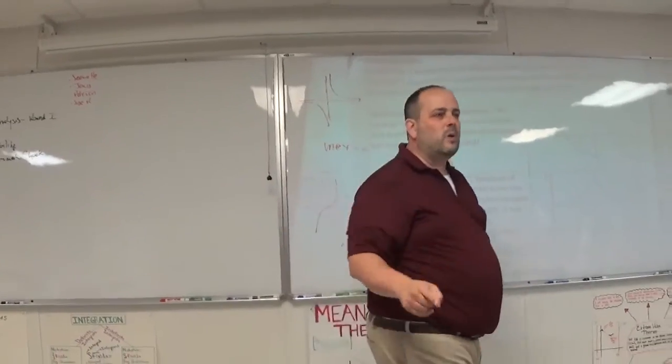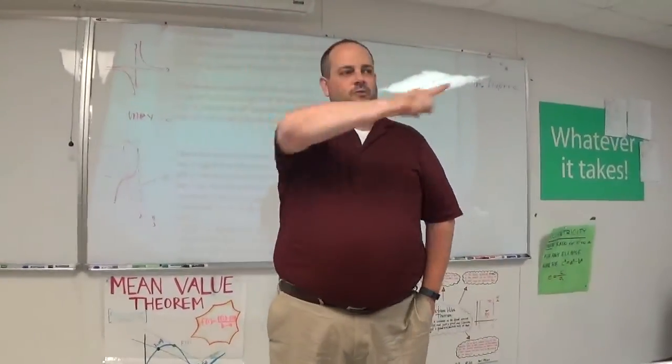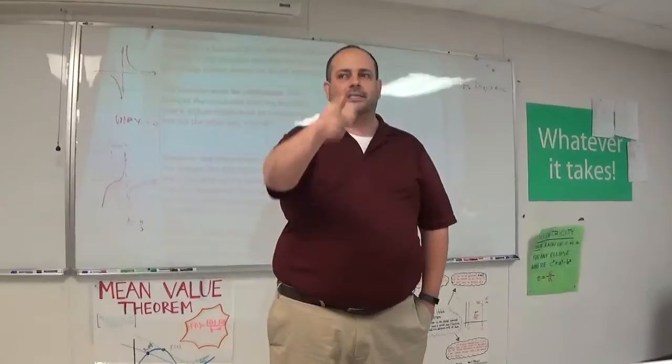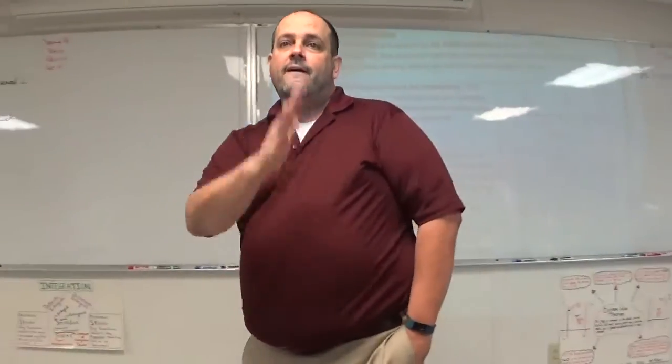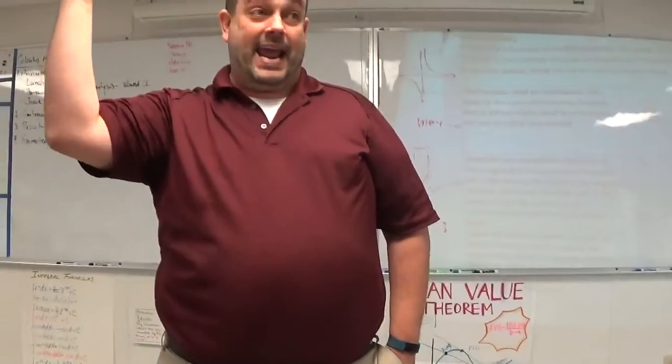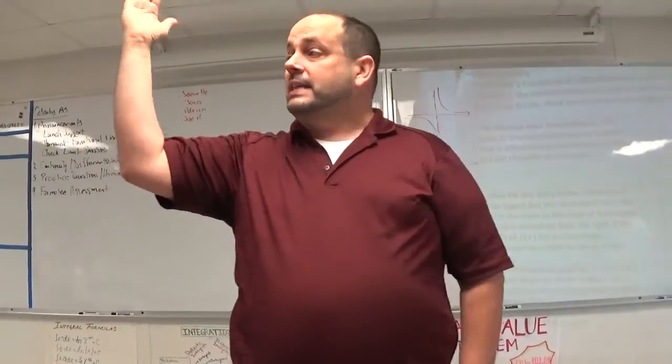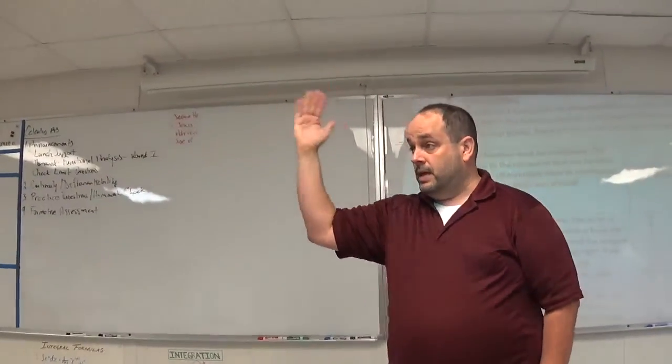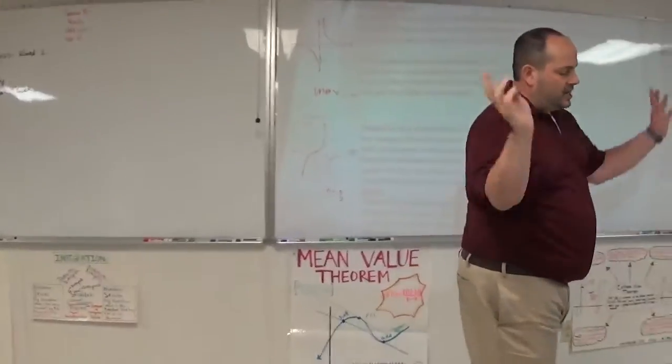There can be no cusp point, right? Those sharp points, no cusp points. And there can be no vertical tangent lines. A vertical tangent line is a problem. Vertical tangent line is a problem. Okay, talk to your neighbor about this real quick.